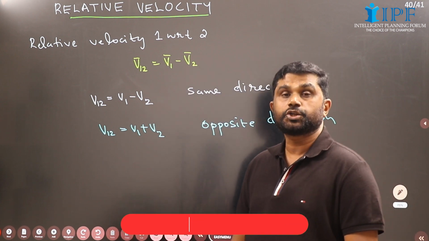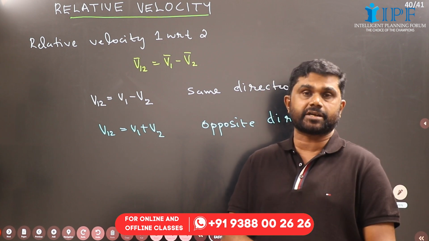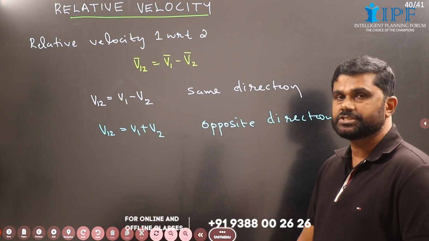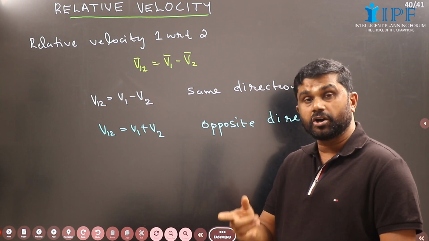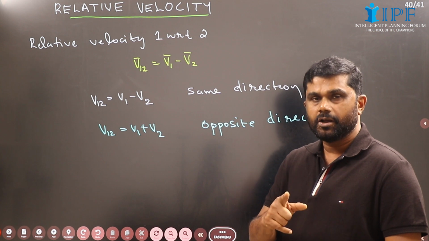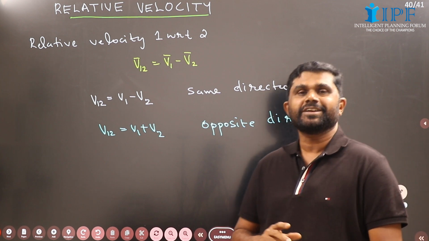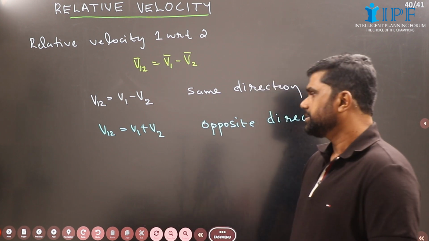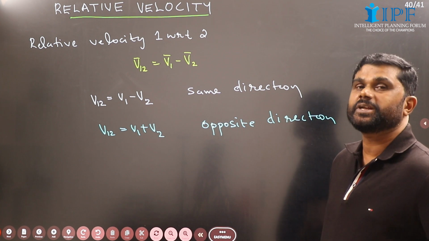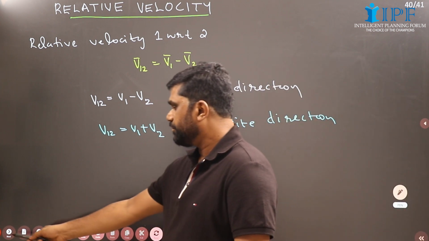If the 2 bodies are moving along a straight line in the same direction, then the relative velocity is equal to their difference. Here we are considering motion only along a straight line. So when two bodies are moving in opposite directions, the relative velocity will be v1 plus v2. Okay, that is the relative velocity.